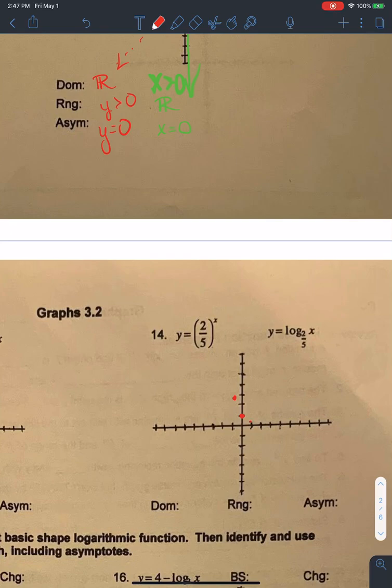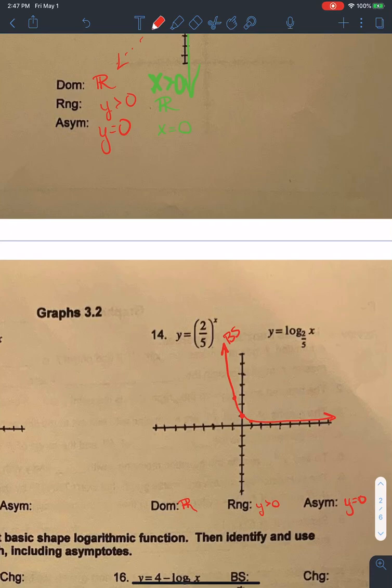So my original guy looks like this. That's my basic shape in red. My domain is all real numbers. My range, again, y is greater than 0. My asymptote is at y equals 0.